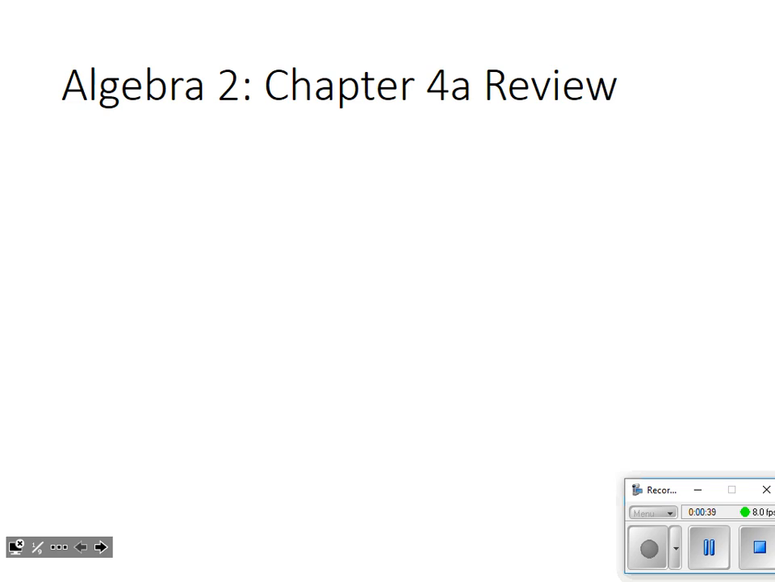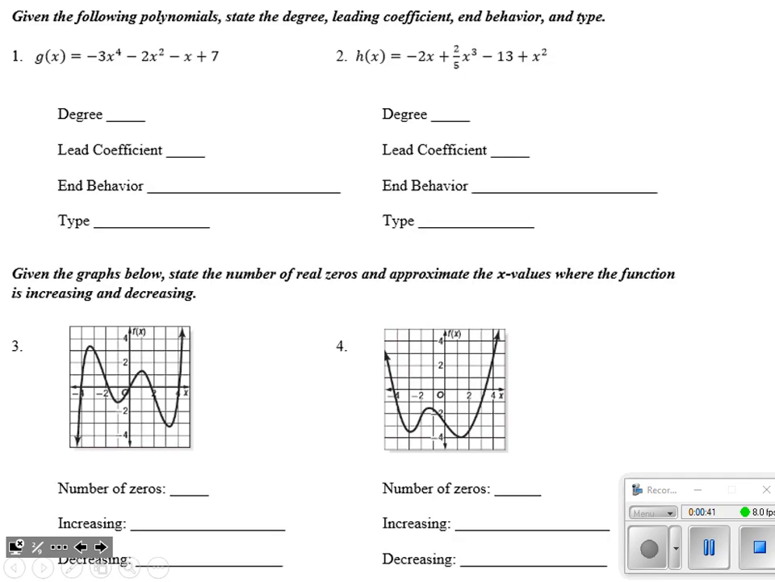So let's get started. All right, now this looks a little bit different than our test, but at the same time, it's testing the same types of skills. So for problems 1 and 2, we're dealing with some of the vocabulary that goes along with polynomials. We need to look at the degree, the leading coefficient, the end behavior, and then what type of function it is. All right, so for problem number 1, we've got some function g of x.